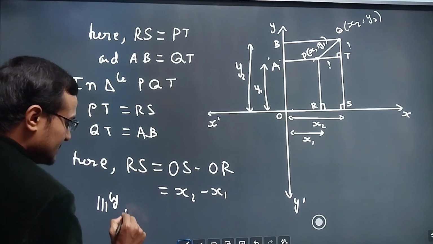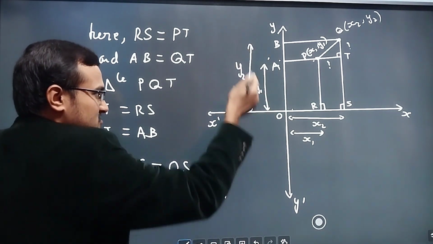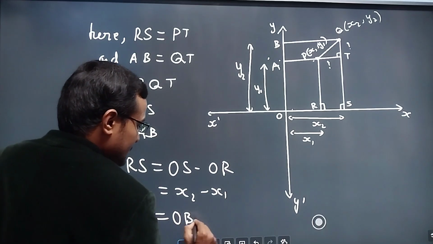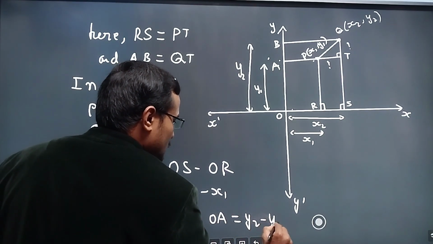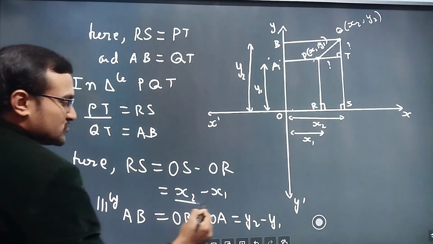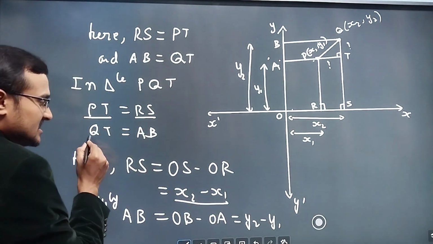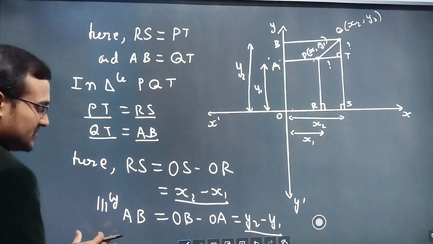Similarly, AB is equal to OB minus OA. So OB minus OA, which is nothing but y2 minus y1. So now you can take PT as x2 minus x1 because PT is equal to RS, QT as y2 minus y1 because QT is equal to AB.